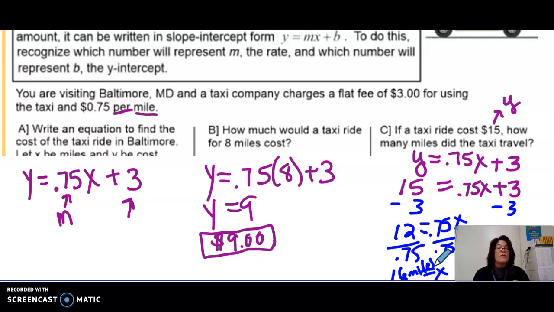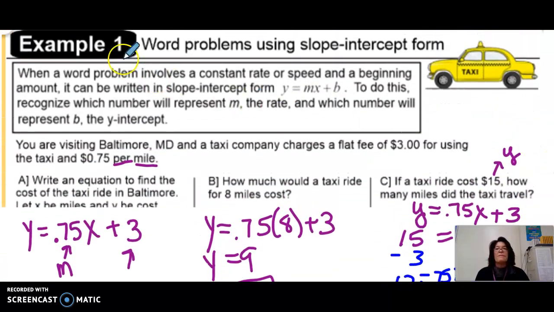If you take 12 divided by 0.75, you get 16 miles. So again, notice I didn't just write x equals 16. I'm writing 16 miles. The question was how many miles? 16 miles. Okay, how are you feeling? Does it make sense? I hope so.